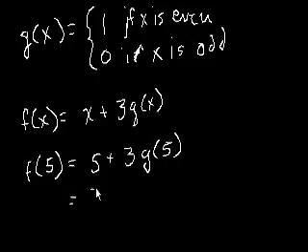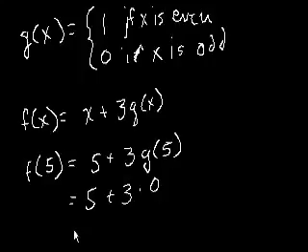Well, what does that equal? The 5 stays the same, plus 3 times, well, what's g of 5? If 5 is even, we do 1. If 5 is odd, we do 0. Well, 5 is odd, so it's a 0. So g of 5 is equal to 0. So this is 3 times 0. So this equals just 5, because 3 times 0 is 0.